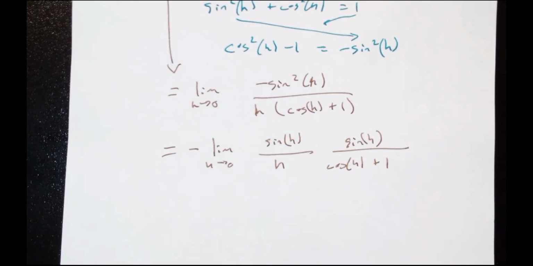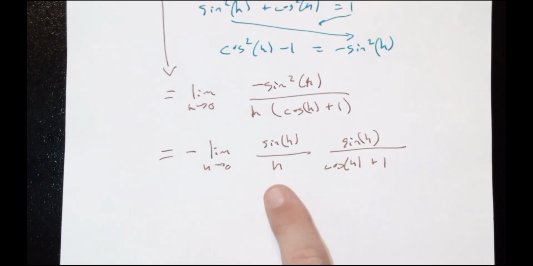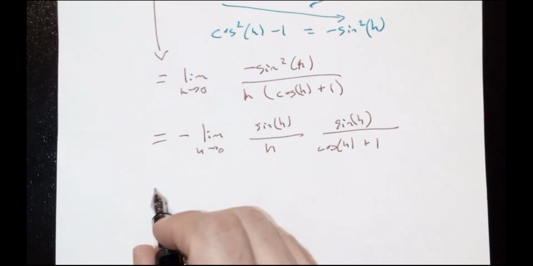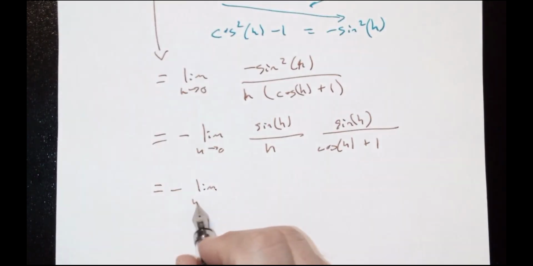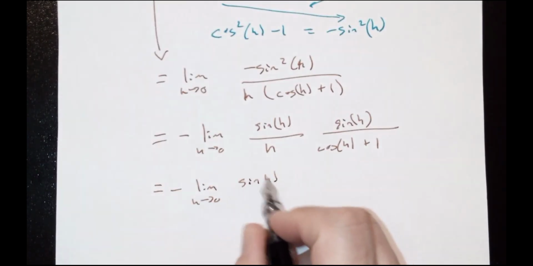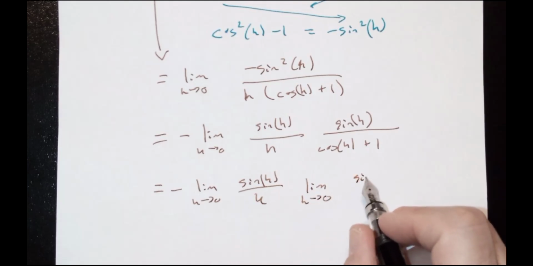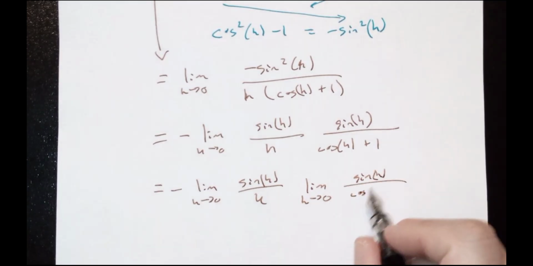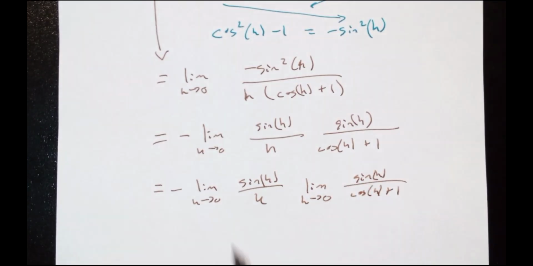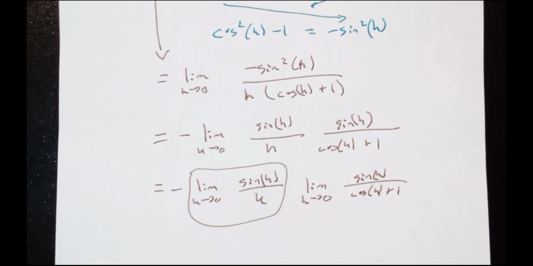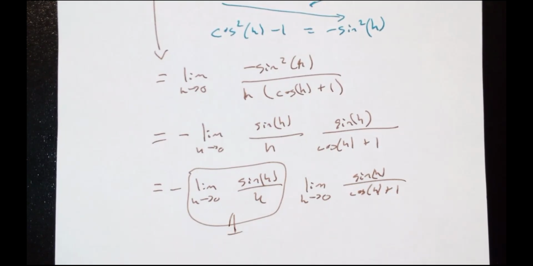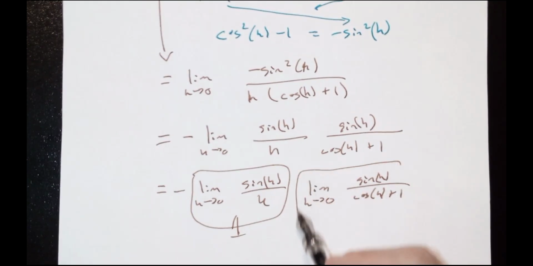The reason I'm really happy to see this is there's that same limit again, isn't it? And when I'm taking the limit of things that are multiplied, I can take the limit of each one. So I get the limit as h goes to 0 of sine of h over h times the limit as h goes to 0 of sine of h over cosine h plus 1. What's this? 1. What's this?